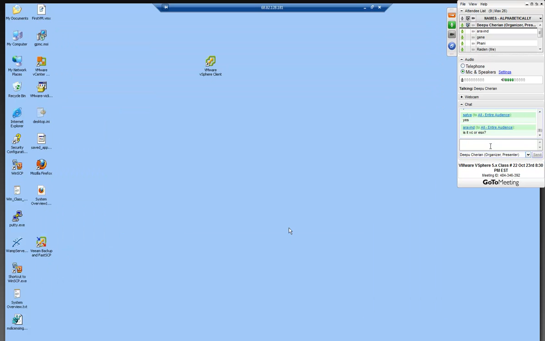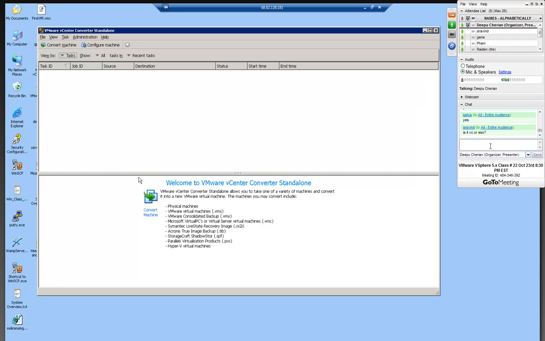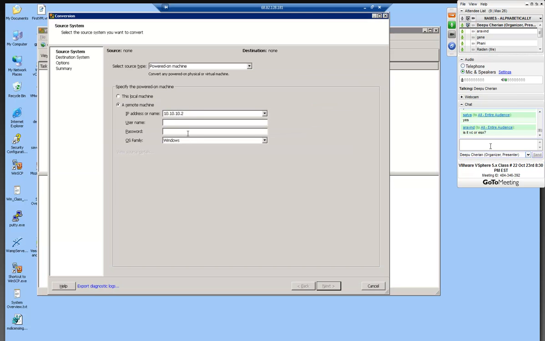What is this? I don't know. It crashed. It's a new problem. I'm seeing it crash for the first time. The converter crashed. Deepu, does it go to VC or ESX server? It is using vCenter. It didn't actually go through. Let me see what happened.